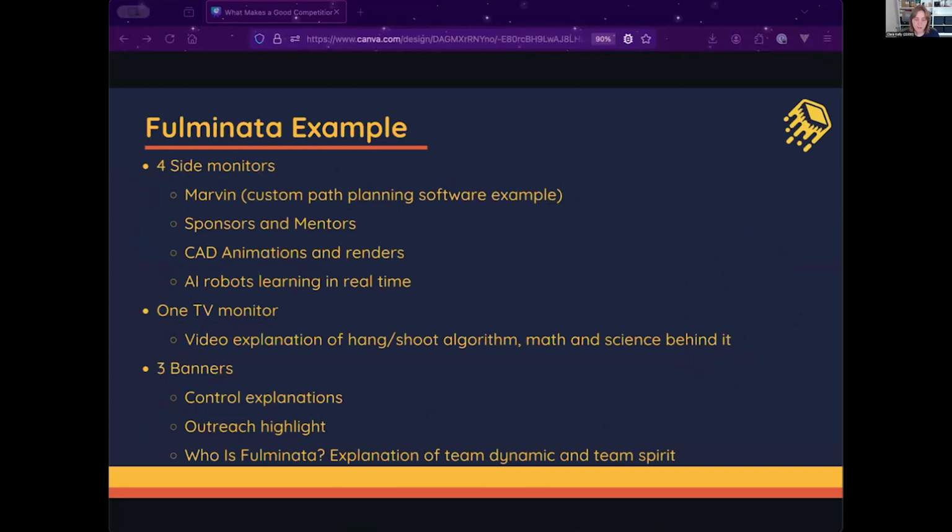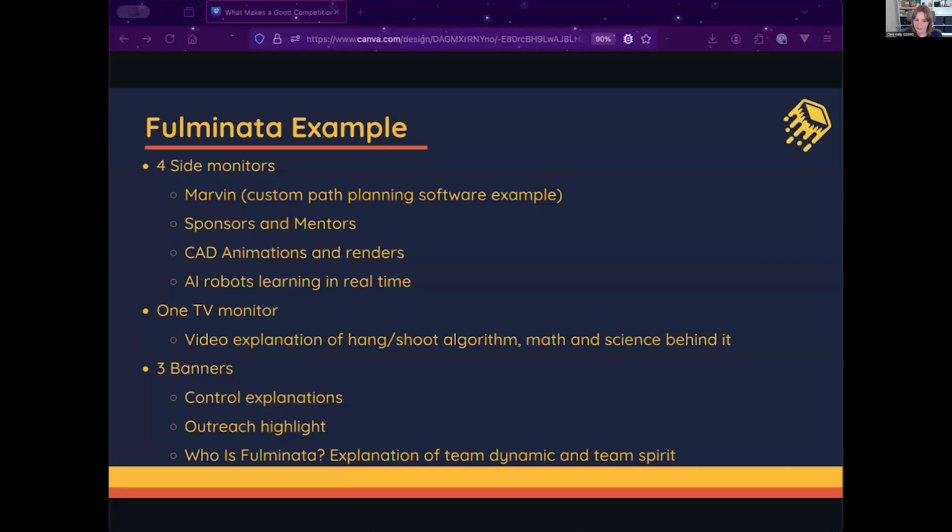We had 5 monitors total on our pit. We had 2 on each side of our pit. One of them was our custom path planning software example that we call Marvin. People could come and sit down and mess around with this path planning software. It was super intuitive. They could write an auto in 5 minutes. Then we had another one that was our sponsors and mentors, how they helped our team out. Another was our CAD animations and renders with some explanations of how they related to our robot. And then another monitor was some AI robots learning in real time. It was a really fun interactive example.